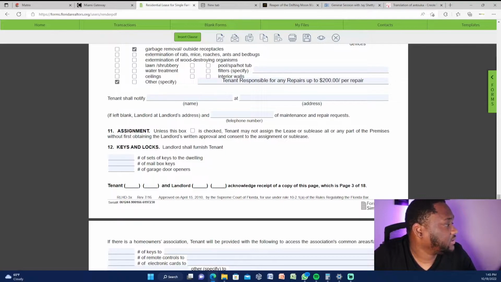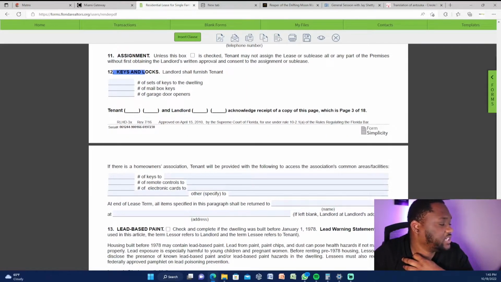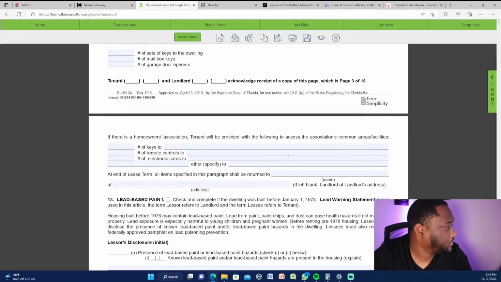11 and 12, number 12 goes over keys and locks: the amount of keys that you receive for your apartment, the set of keys, mailbox keys, garage openers, everything that is included will be placed there. If there are any association keys, fobs, or entrance cards, this is the amount each firm will receive, and the location that it's for.